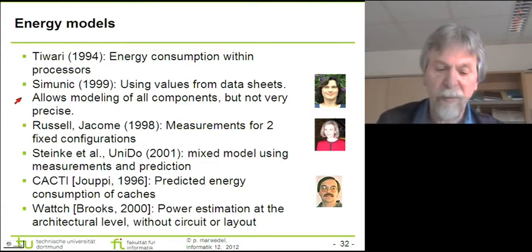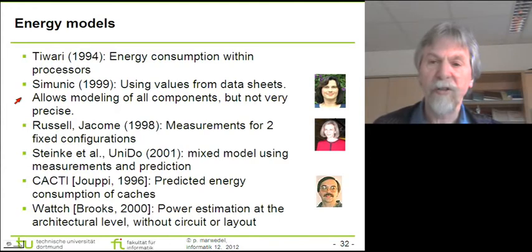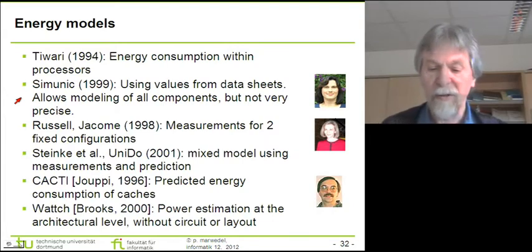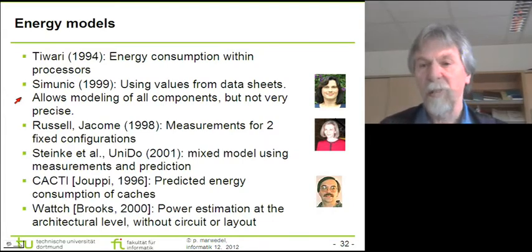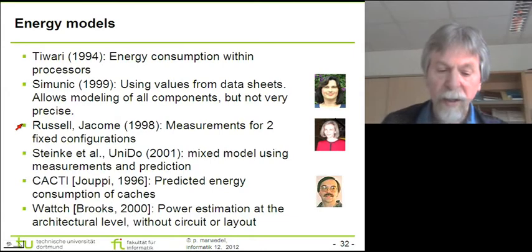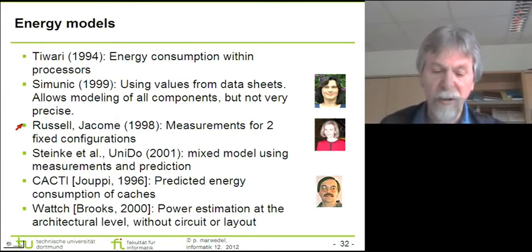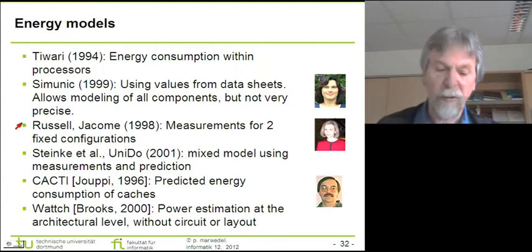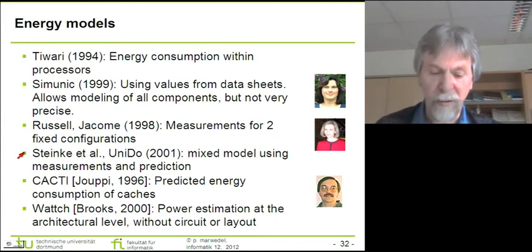The advantage over the first method is that in this way we can model many different components. However, unfortunately in datasheets only rough approximations, only upper bounds are included, and this means that in many cases these values are not precise enough to be considered as providing average cases. Then there was work by Margarida Jacome and her students who did measurements for fixed configurations. Unfortunately, that means that you have results for exactly those fixed configurations, but it's difficult to figure out how this could be taken into account when we have a different configuration.